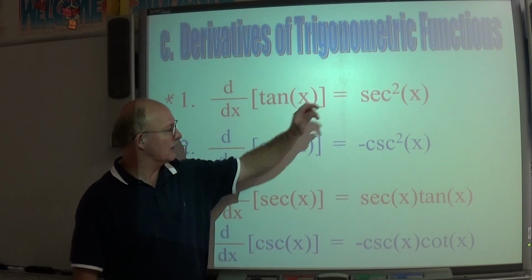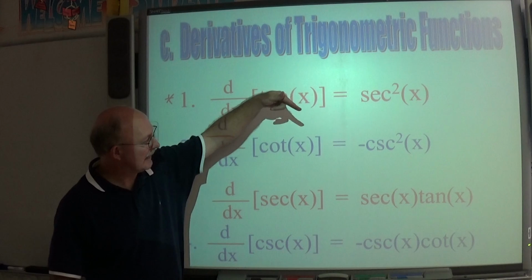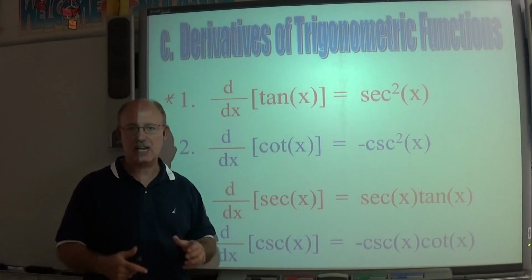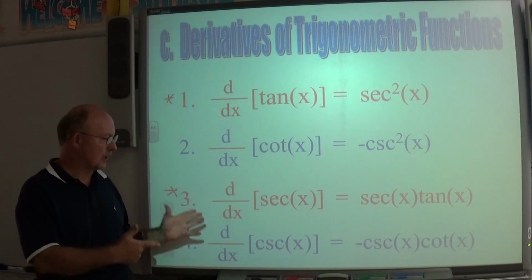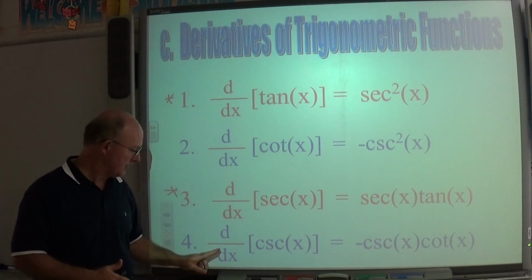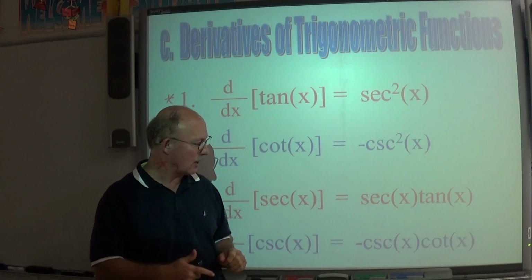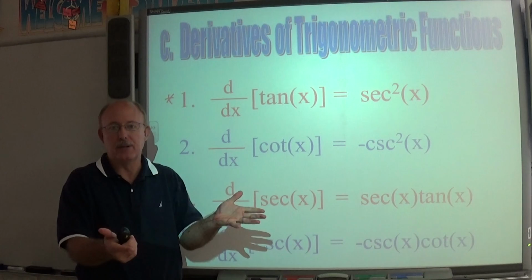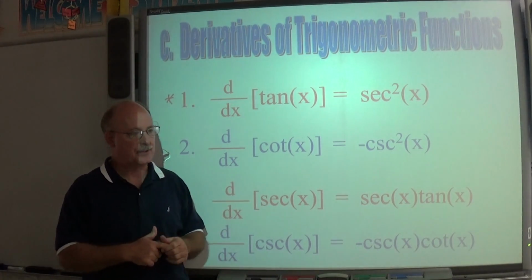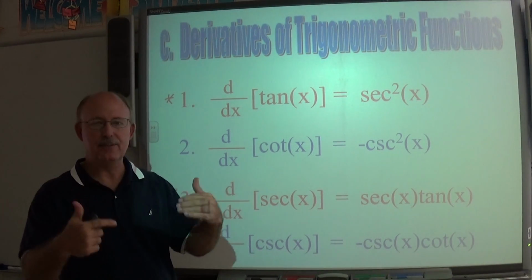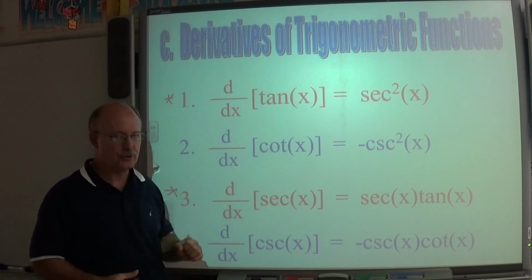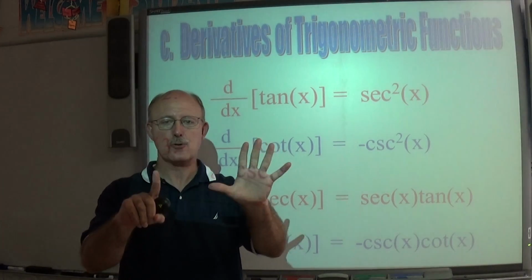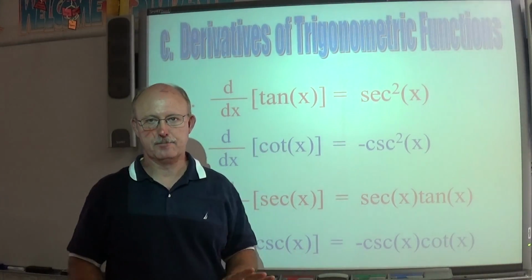The derivative of tangent is secant squared. The derivative of cotangent x is negative cosecant squared x. The derivative of secant x is secant tangent. All right, so you've got to remember that. The derivative of cosecant x is negative cosecant x cotangent x. Now, we've already done sine: the derivative of sine is cosine. We said the derivative of cosine x is negative sine x. So those we already know, but this is the other four. So now we know the derivative of all 6 of our trig functions. Memorize them. All right, let's move on.